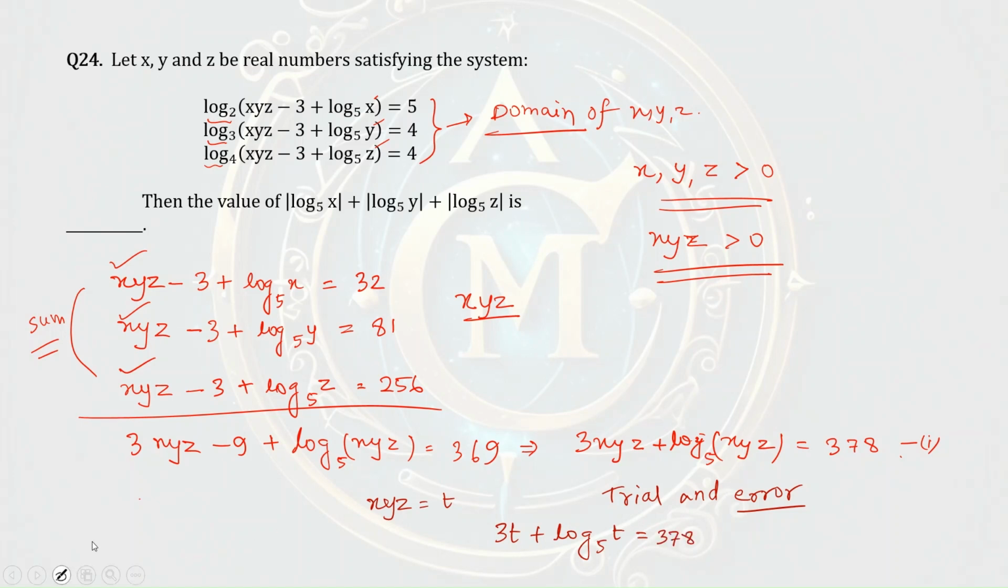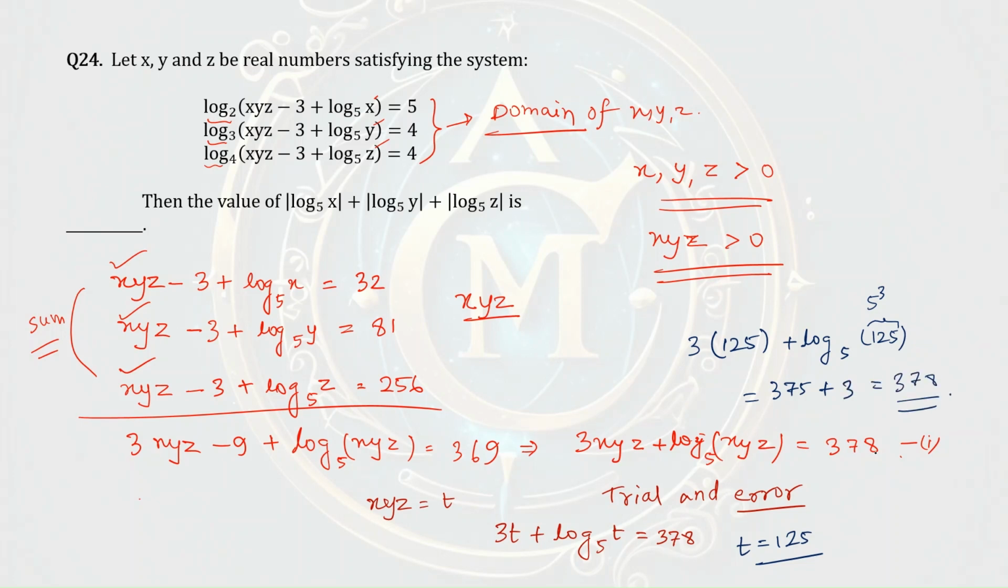Now if we put t equal to 125 by trial and error, then we will get 3 into 125 plus log 125 with base 5, which is equal to 375 plus, 125 we can write as 5 cube. So log of 5 cube with respect to base 5 is equal to 3. That means 378. That means t equal to 125 is a root of this equation.